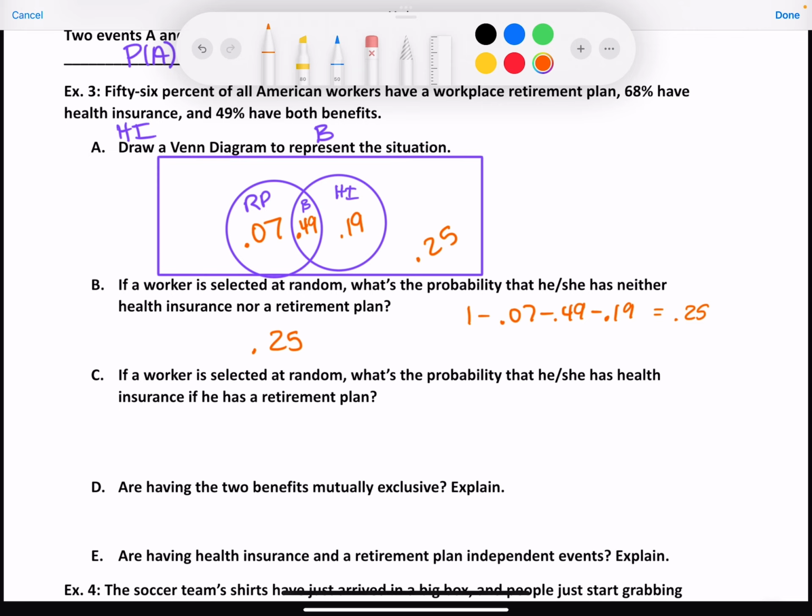The next one: if a worker is selected at random, what's the probability that he or she has health insurance if he or she has a retirement plan? 49.